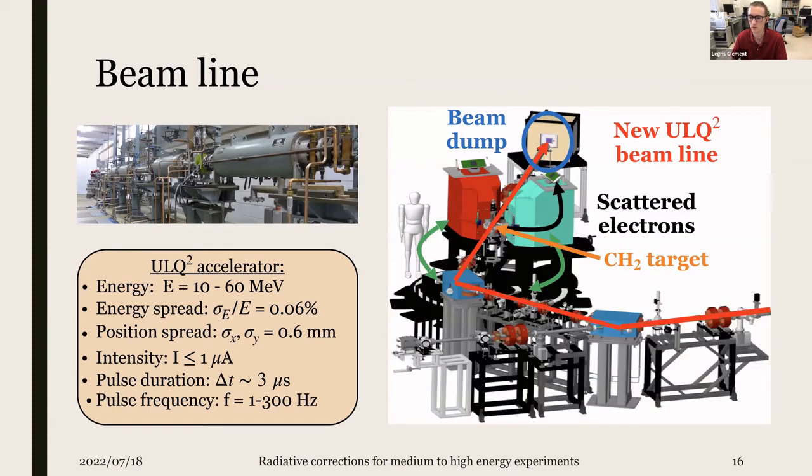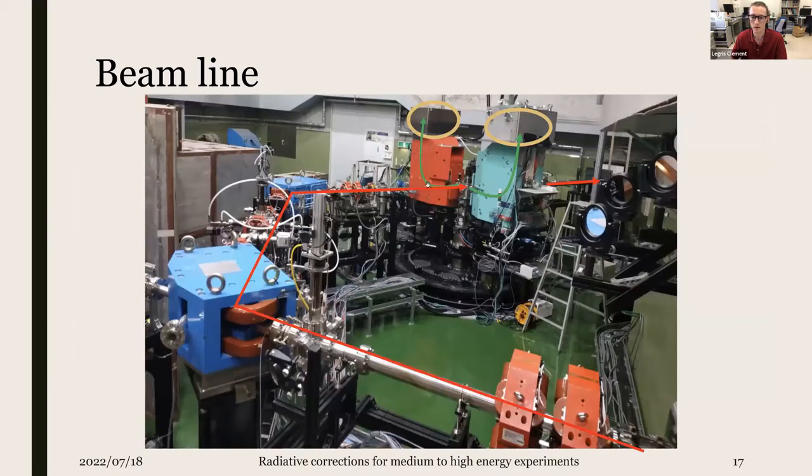So you can see a model of the beamline. Electrons are bent by a bending magnet and go through the targets. While most of the electrons go through to a beam dump, some electrons enter the spectrometers and are focused by the magnetic field and reach the detectors placed in the focal plane of the spectrometer. So here is an actual picture taken last year of the ULQ2 experiment.